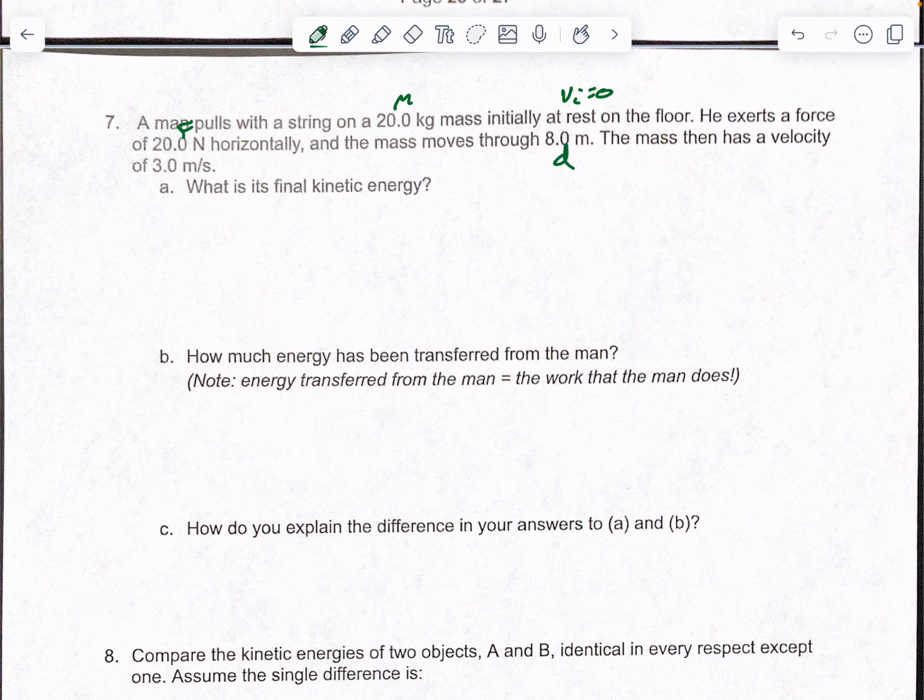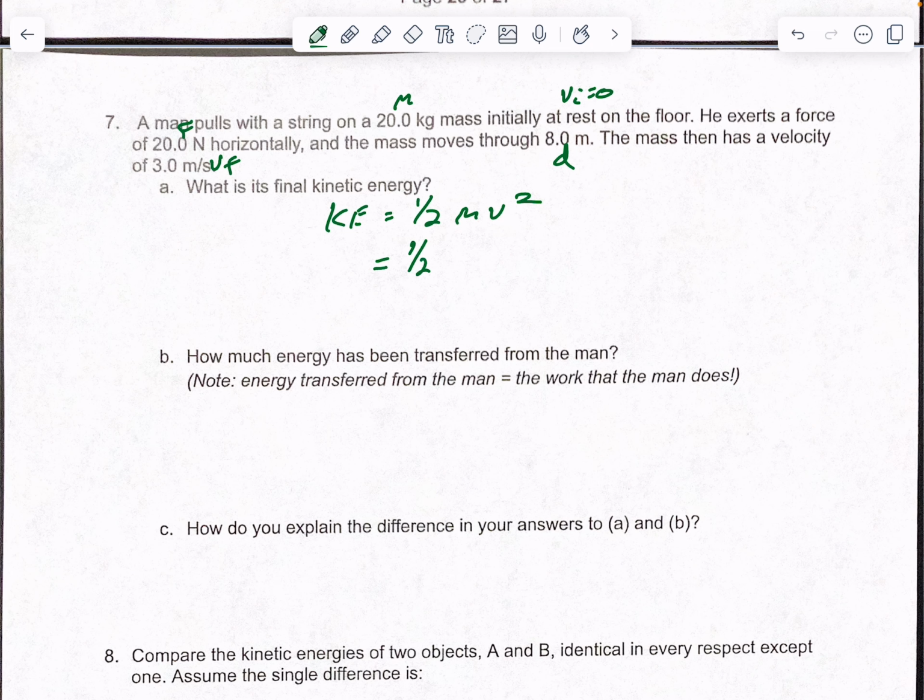So there's your distance. The mass then has a velocity of 3 meters per second. So that'd be your VF. Okay, what is the final kinetic energy? Okay, so remember, kinetic energy is 1/2 mv squared. Okay, so the initial kinetic energy would be 0 because you were at rest, so there is no initial kinetic energy.